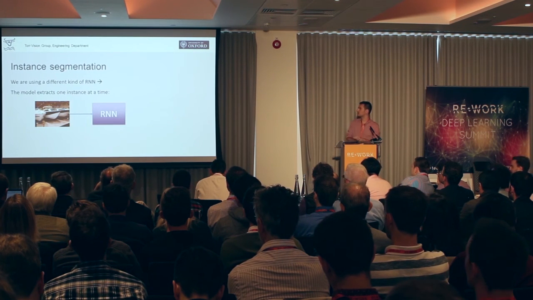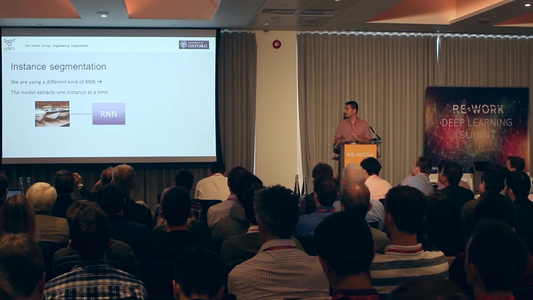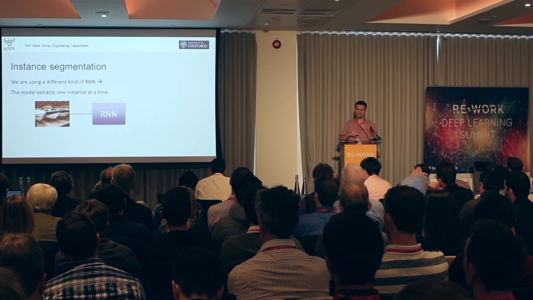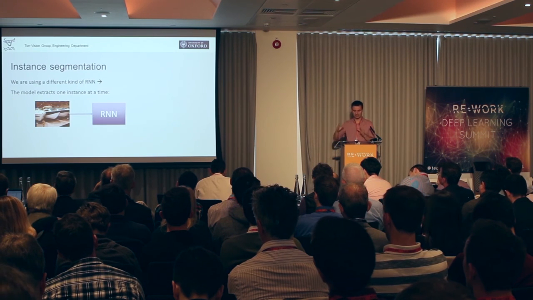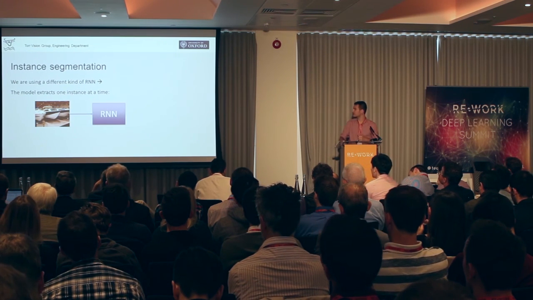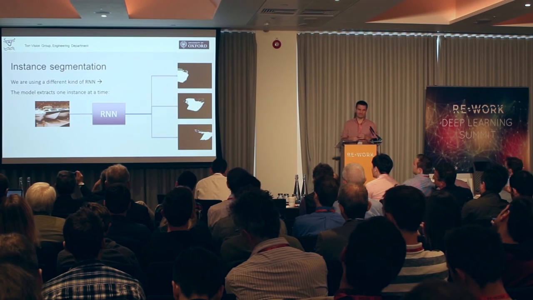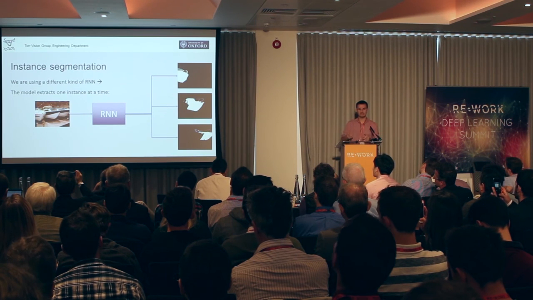For that, we're using a different kind of recurrent neural net. In this case, the main point is that the model is able to extract and segment a different object at each time, something like this, and so on until the whole image is completely segmented.